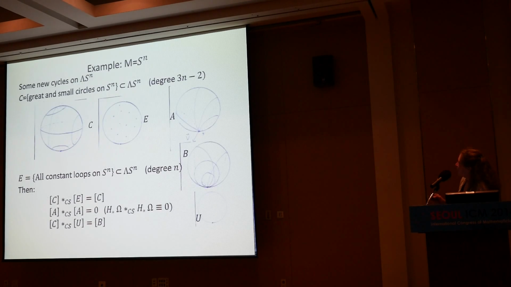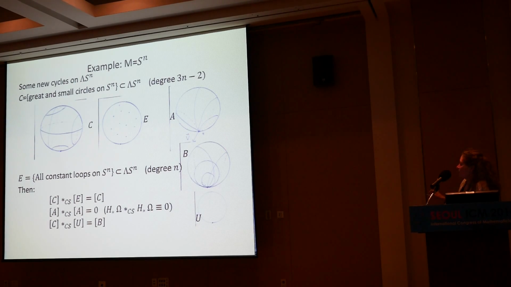So here are some examples on the sphere. Here are some new cycles on the free loops that we didn't have in the base loops. Here's the cycle C. C consists of all great and small circles. This has degree 3n minus 2. You can work that out. Here's a picture of C. E has degree n. This is the space of all constant loops on the sphere. And then we have these other guys from before. These came from the base loops, but now we have them on the free loops.